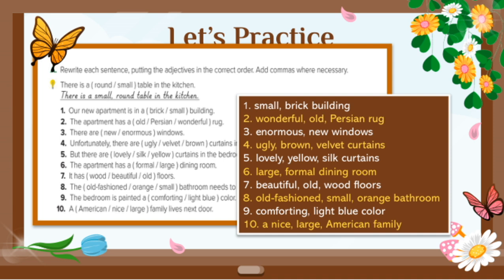Moving into the dining area, we notice it's a large, formal space, perfect for family gatherings and entertaining guests. The beautiful old wood floors add a sense of character and timeless charm. In the bathroom, you'll find an old-fashioned, small orange space, reminding us of a bygone era, yet it still feels functional. The calming light blue color used throughout the home offers a comforting, peaceful atmosphere. Finally, we see a nice, large American family, embodying the warmth and togetherness that makes this house truly feel like home. This slide highlights how different design elements and personal touches come together to create a welcoming and unique living environment.